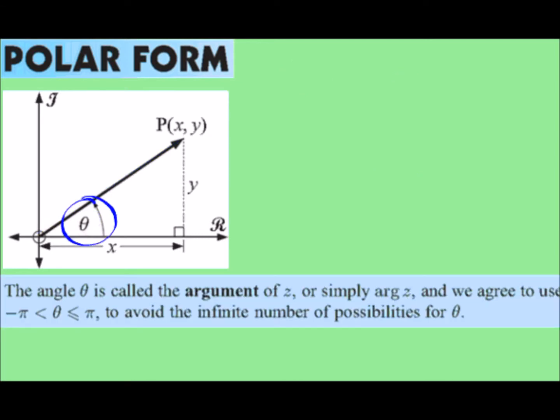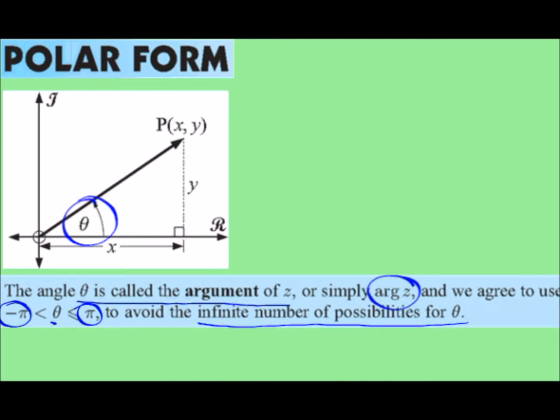Now the angle theta here, we call that the argument of our complex number z, abbreviated to arg z. And we have to make sure that our angle theta is in fact between negative pi and plus pi. That just makes life a little bit easier because there are infinite possibilities for our angle theta.